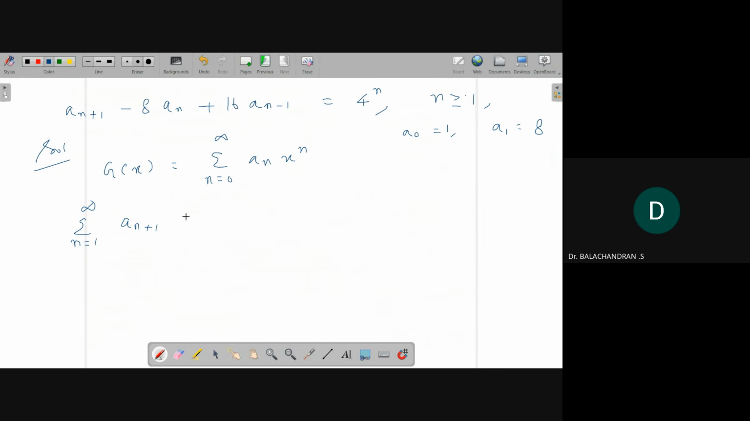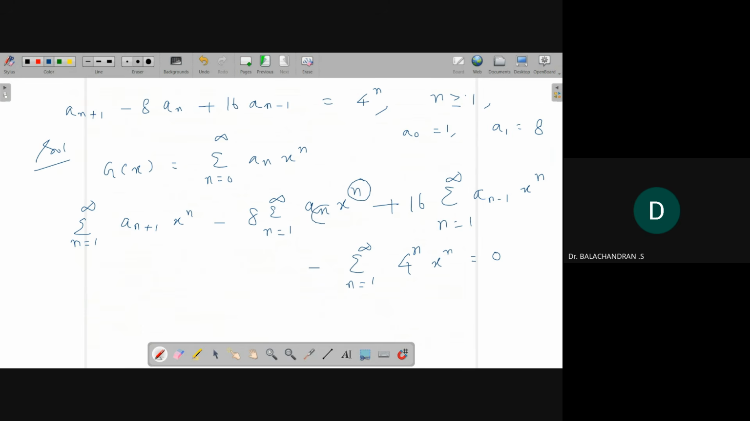So summation a_{n+1} into x power n minus 8 into summation n equal to 1 to infinity a_n into x power n plus 16 into summation n equal to 1 to infinity a_{n-1} into x power n. Okay, and then minus summation n equal to 1 to infinity 4 power n into x power n, which is equal to 0.